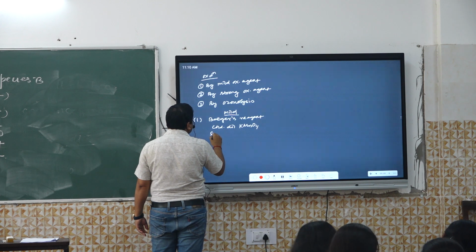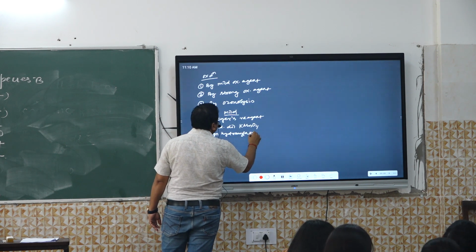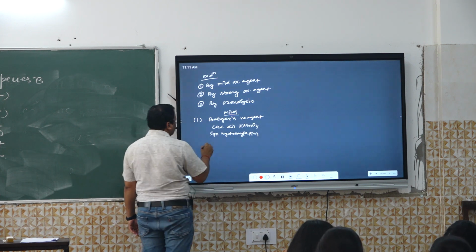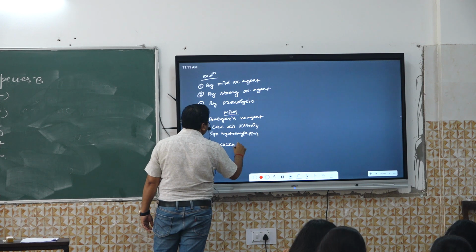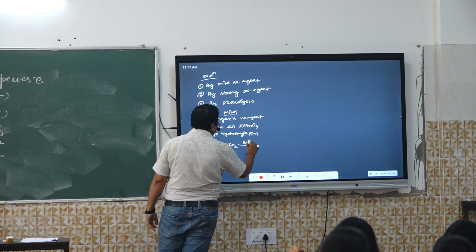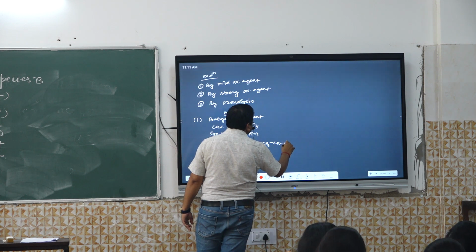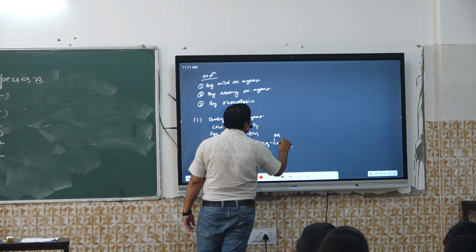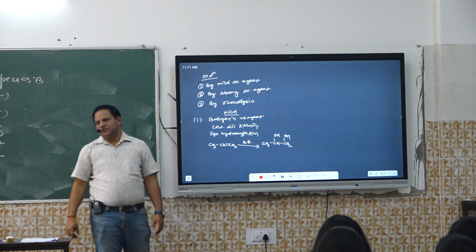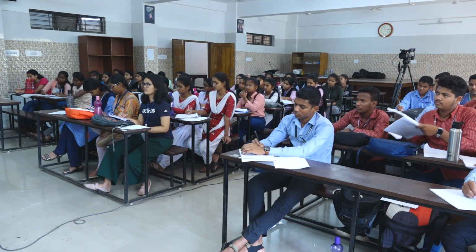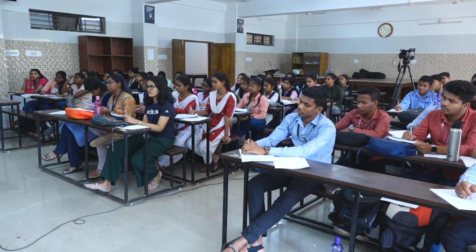So it makes syn hydroxylation. Suppose we are taking the alkene, Bayer's reagent. So what is the meaning of syn hydroxylation? Syn means on the same side. Hydroxylation means addition of OH. Syn means on the same side. Hydroxylation means addition of OH. So that is, you can say vicinal glycol.